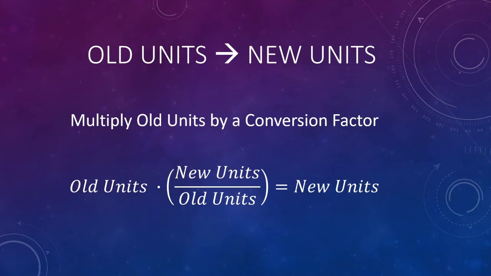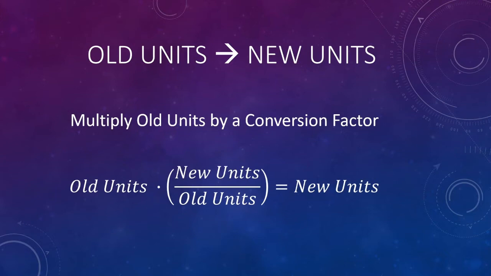That way the old units will cancel each other out and you're just left with the new units that you want. So again, rather than thinking about it as sometimes multiplying, sometimes dividing, you're always doing a multiplication of a conversion factor, where new units are on top, old units are on bottom. And we'll look at some examples of this with the metric system.